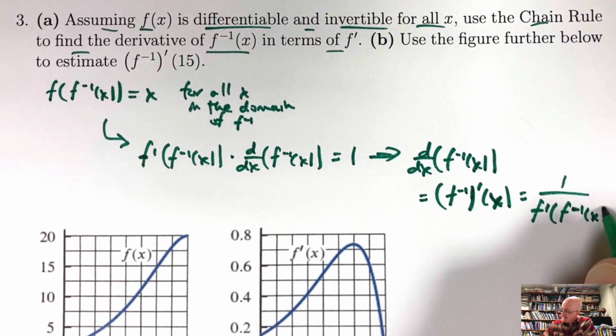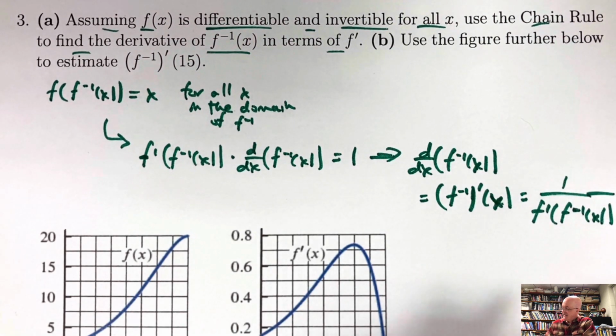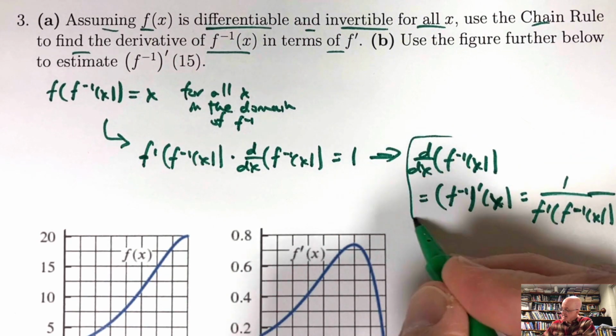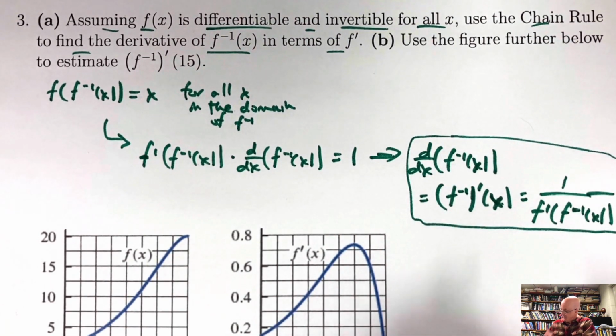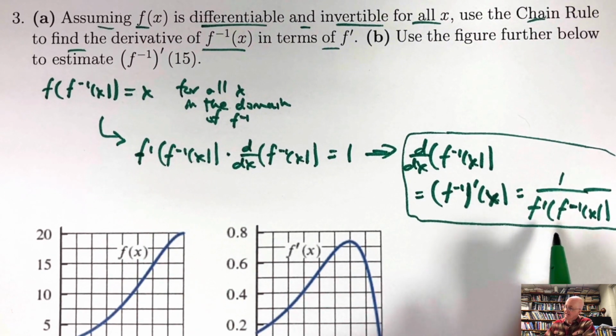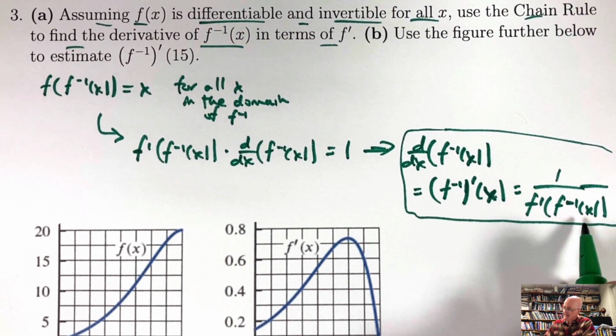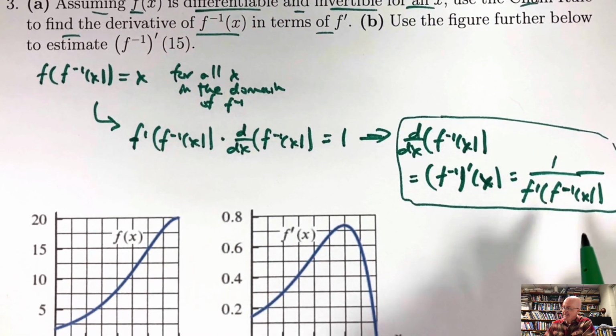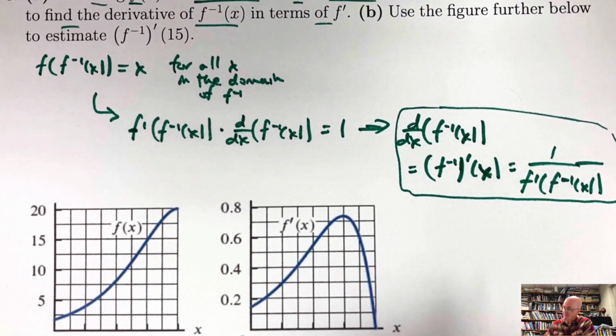Very confusing, very easy to make a mistake, but this is the equation we're after. It's essentially the reciprocal of the derivative of f, except you got to plug in f inverse of x instead of x. Okay, so it's tricky, but it is true. This is what we want.